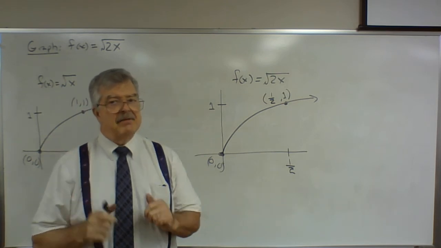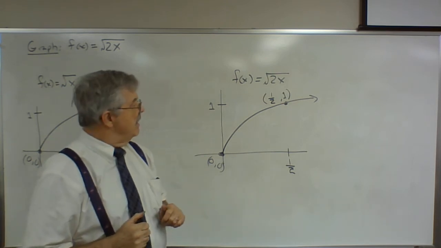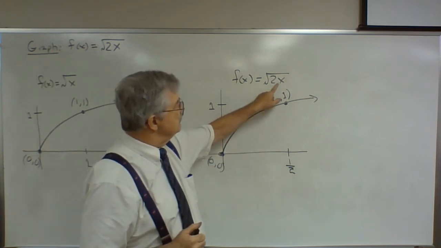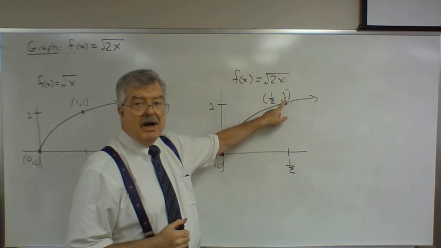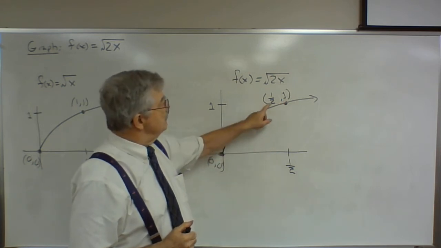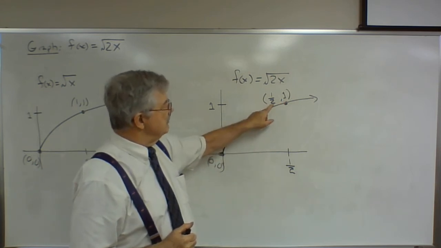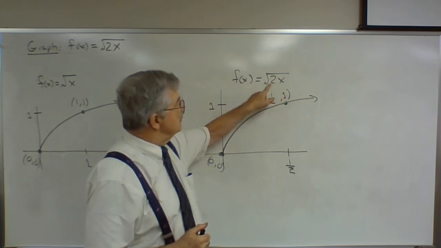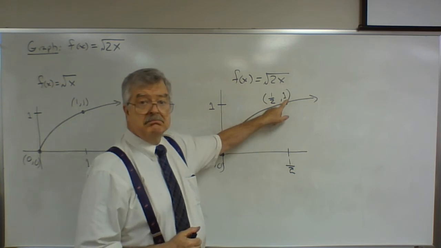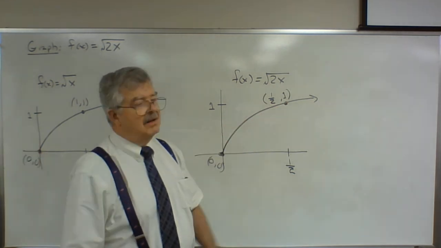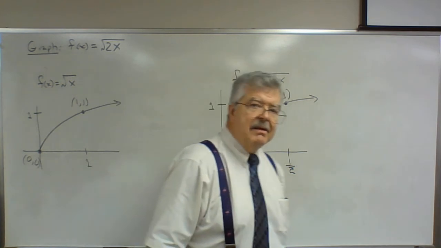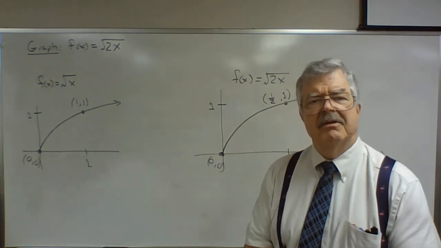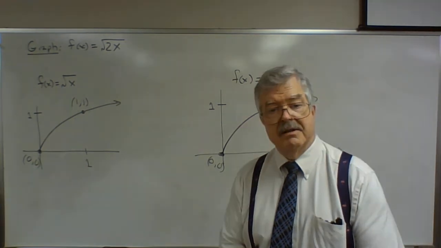Now I've got to check myself. I'm going to take this x value, put it in the function, and see if I get that y value. So I'll put 1/2 in for x. I have 2 times 1/2 is 1. The square root of 1 is 1. It works. Okay, I think I'm starting to get this. Let's do another one.